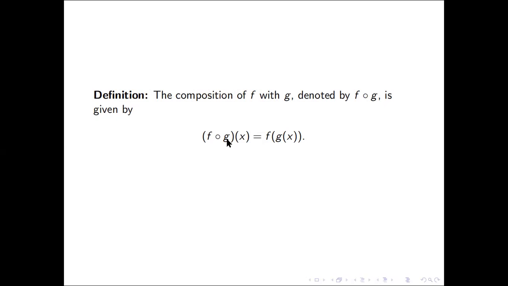Note that the order in which we write the composition matters. So it's defined to be f circ g of x is f of g of x. g is inside f, not the other way around. The inner function here is g, the outer is f, so g should also be the inner one here, f the outer one here.